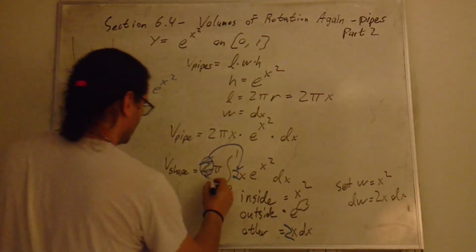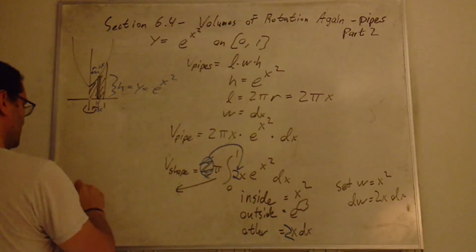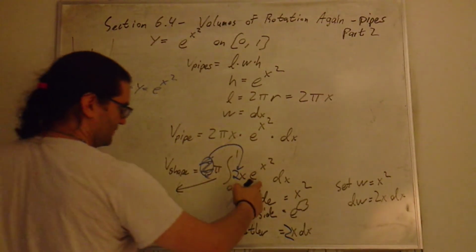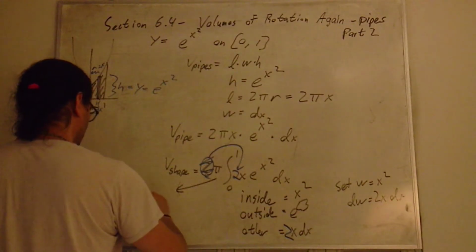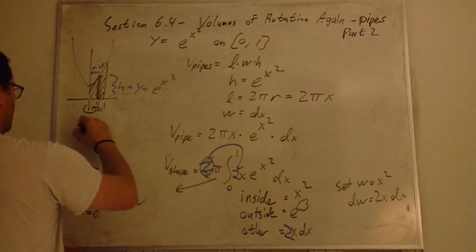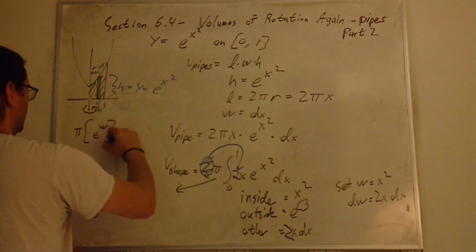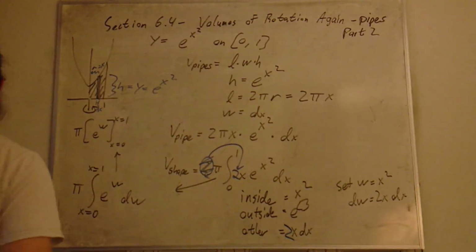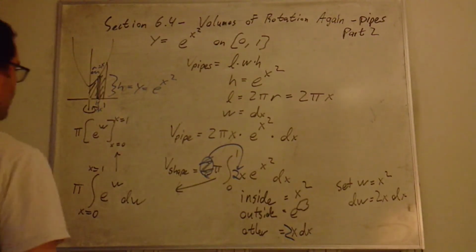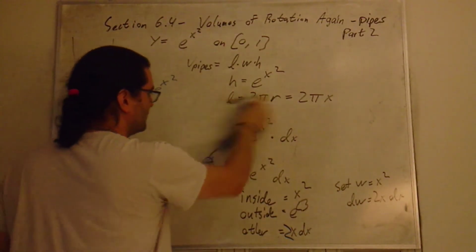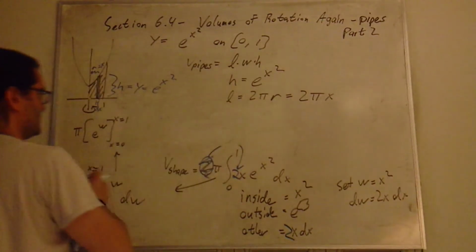And I can rewrite this integral. Pi stays out front. This is the integral from x equals 0 to x equals 1 of e to the w dw. And the integral there should be pi times e to the w from x equals 0 to x equals 1. I've run out of room officially now. I guess it's time to erase this stuff. I'll try to snake across the middle here.